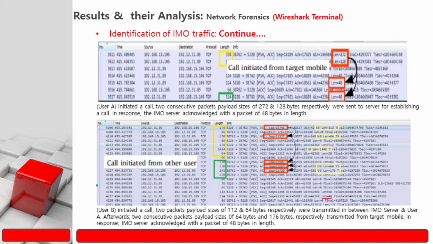Similarly, a call initiated from another target. User B initiated a call, and packets with payload sizes of 112 and 64 bytes respectively were transmitted between the IMO server and user A, as mentioned in the yellow boxes. Afterwards, two consecutive packets with payload sizes of 64 bytes and 176 bytes respectively were transmitted from the target mobile. In response, the IMO server acknowledged with a packet of 48 bytes in length.